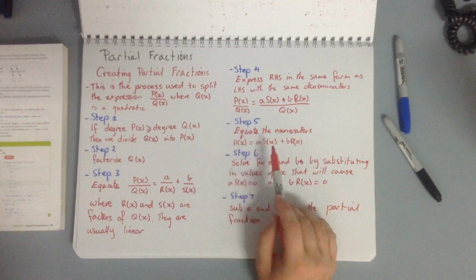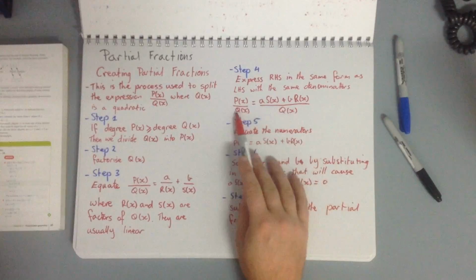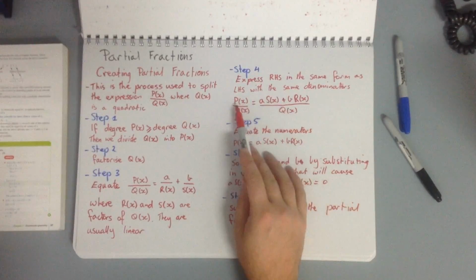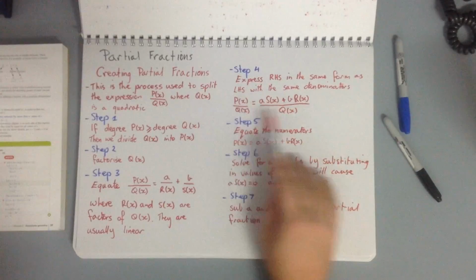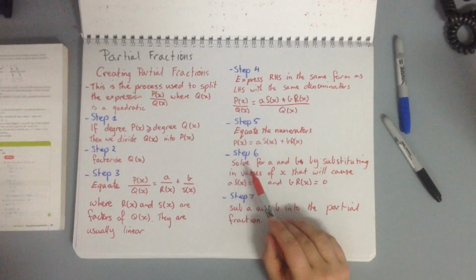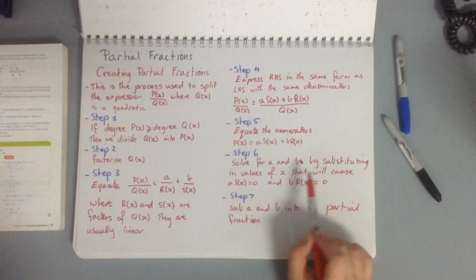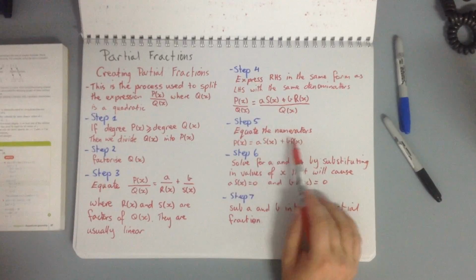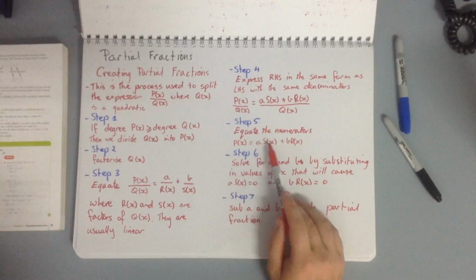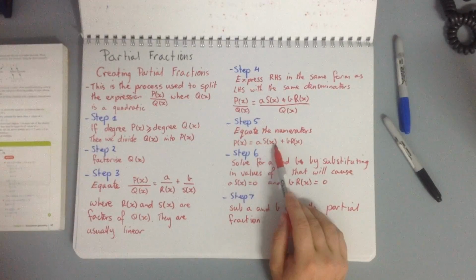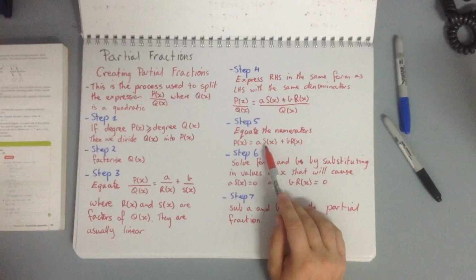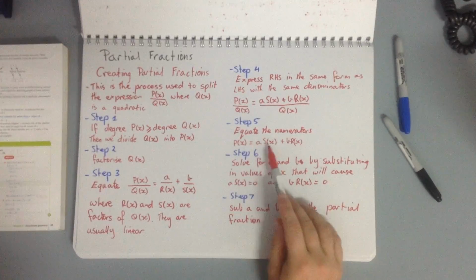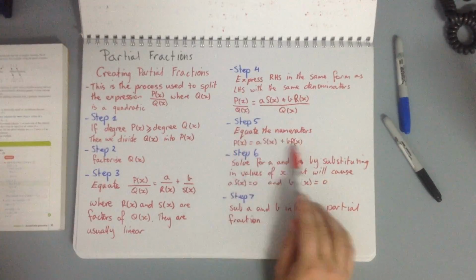At this stage we just equate the numerators. So forget the denominators because they're the same anyway. Then we solve for a and b by substituting in values of x that will cause either this bit to become 0 or this part to become 0. So often s of x might be, I don't know, x take 4. So what you do is sub in x equals 4 into this equation, both sides.